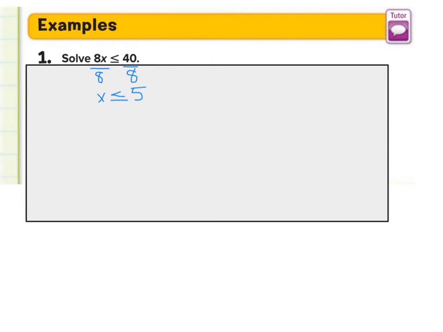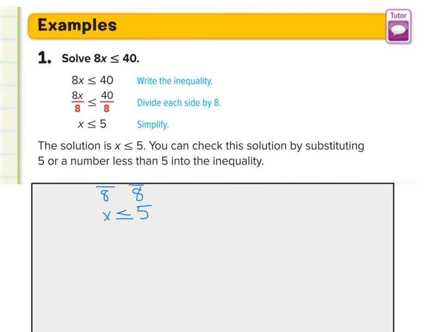So now if I move this out of the way, I can see if I'm right. And it looks like the book got the same answer. The solution is x is less than or equal to 5, and you can check the solution by substituting 5 or a number less than 5 into the inequality.